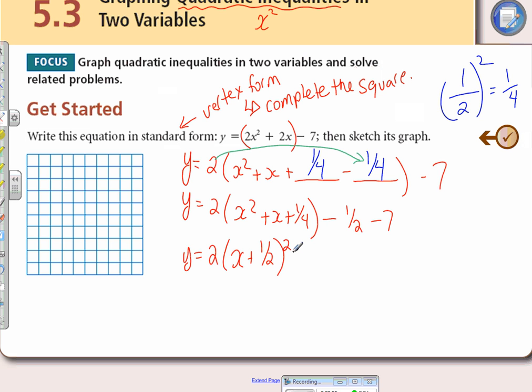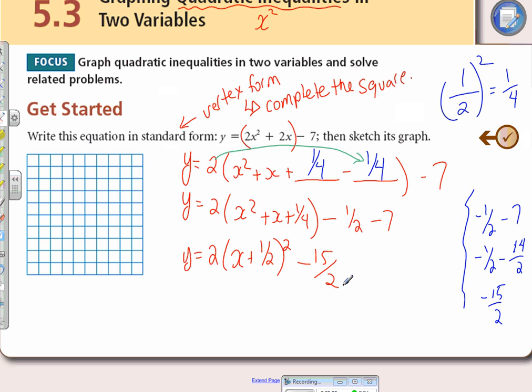Let's just take that on the side. Make sure we can do that. -1/2 minus 7. Need a common denominator. -1/2 minus 7 is 14 over 2. So that gives me -1 and -14, -15 over 2. Bring that back in. Minus 15 over 2. Now we have it in standard vertex completed square form.